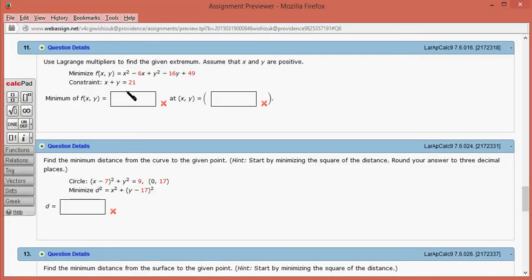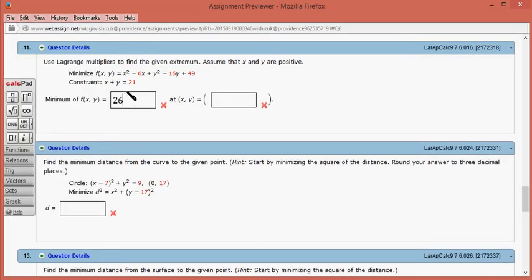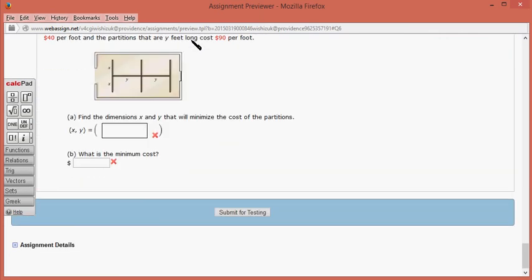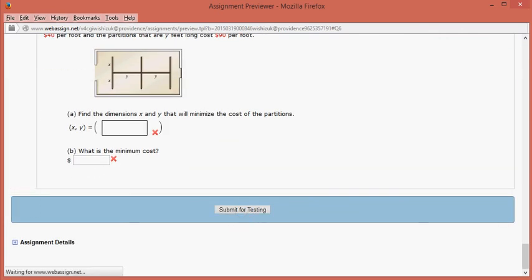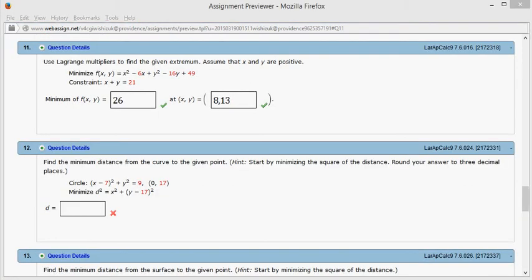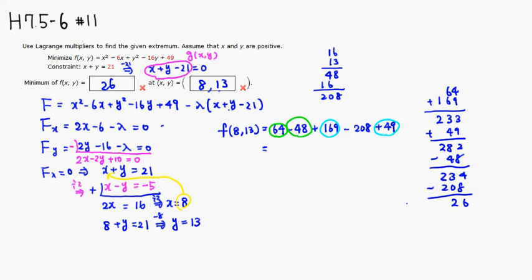We got 26, 8, 13. Hopefully I didn't mess up the computation. It came back, and it looks like we got these correctly. Alright, that's it. I hope that it was clear, so I'd probably put 26 there.